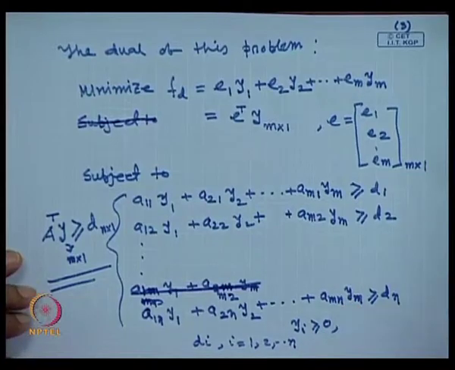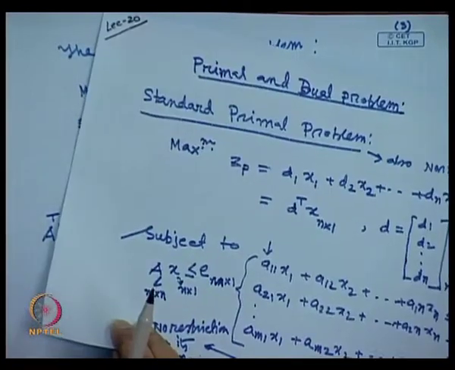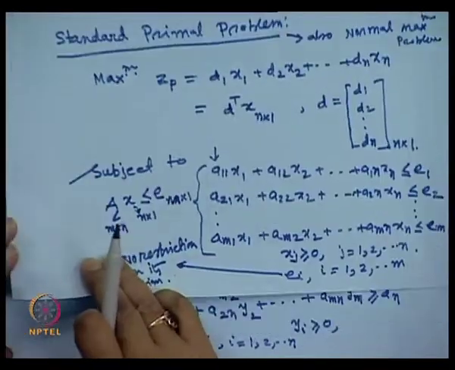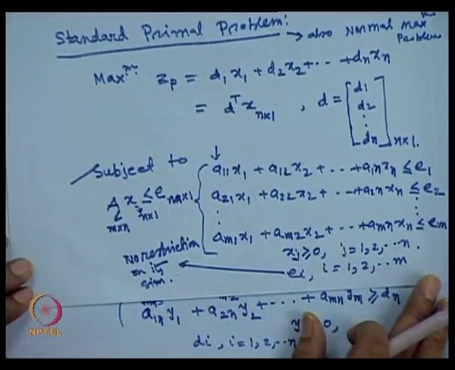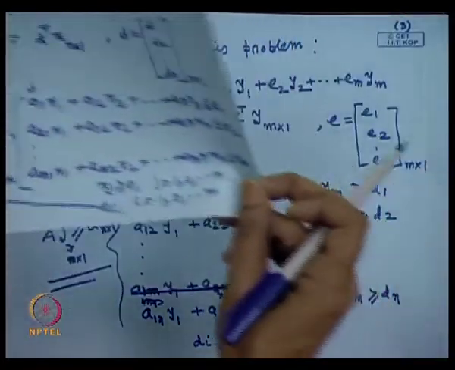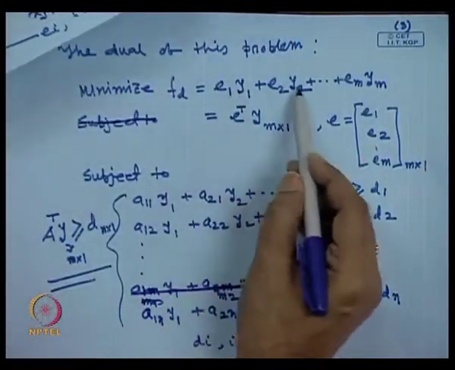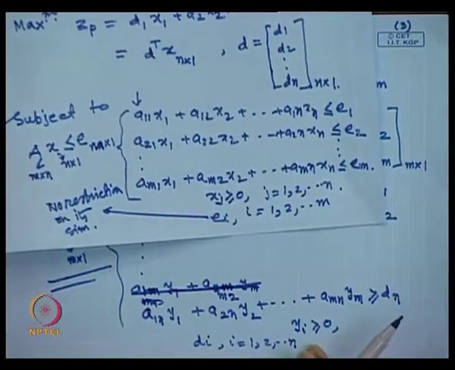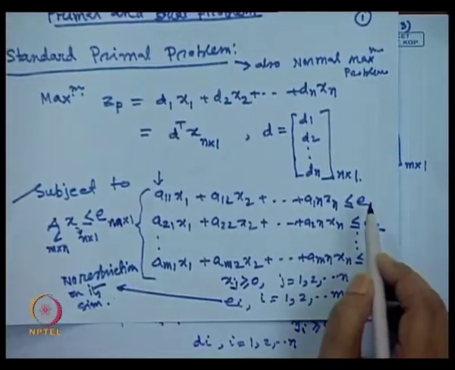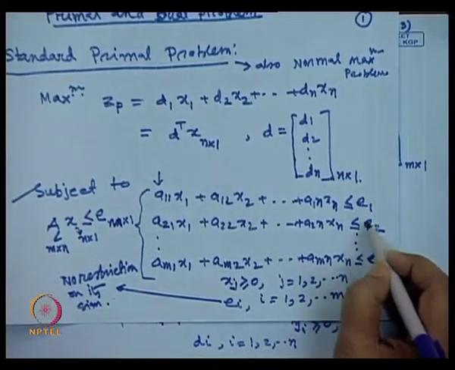And if you see this observation, it clearly says that the number of dual variables, that is y1, y2, y3, up to ym, is the same as the number of primal constraints. How many constraints are there?